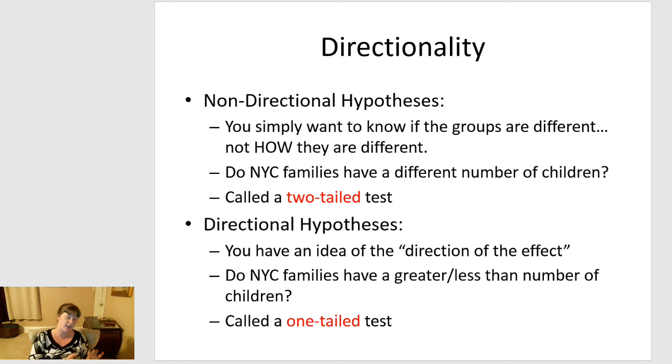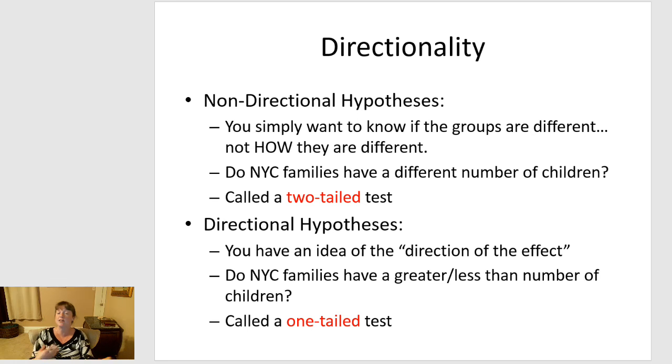I'm only interested in exploring the idea, in terms of my research hypothesis, my awesome alternative research hypothesis, that people in New York City are having fewer kids than average and demonstrating that so I can sound the alarm. That would be another example of a directional hypothesis, where I'm specifying the direction of my research hypothesis effect. I'm only going to be interested if the people in New York City have fewer children than average.